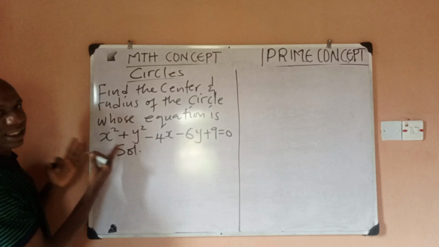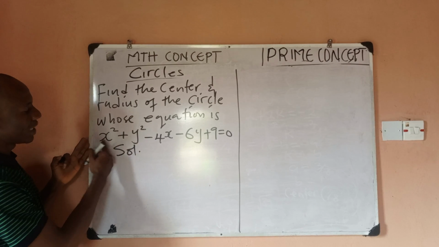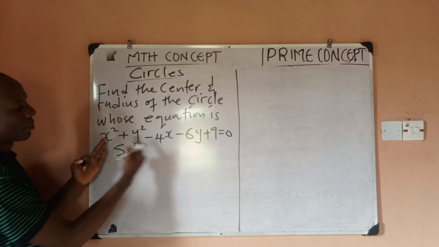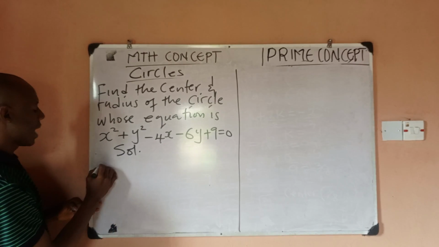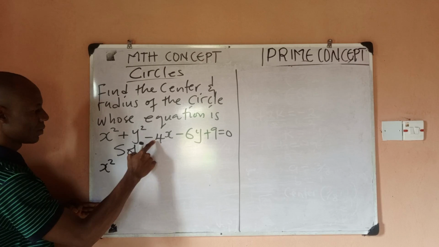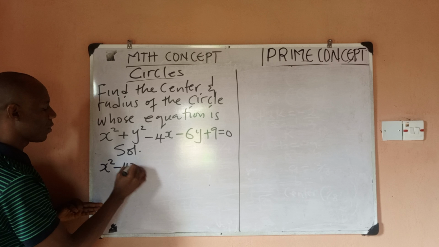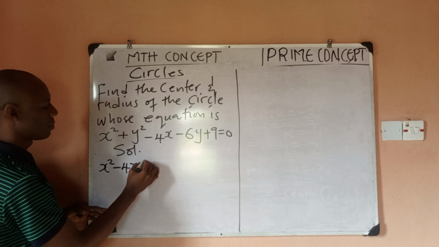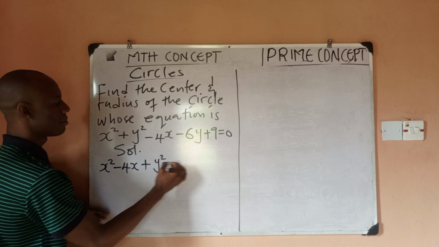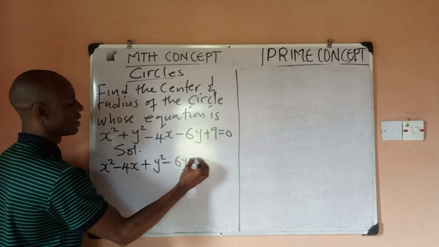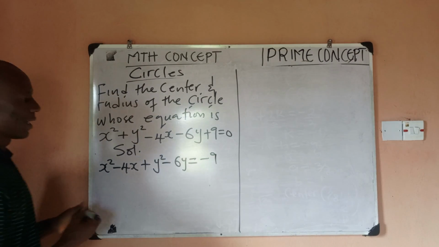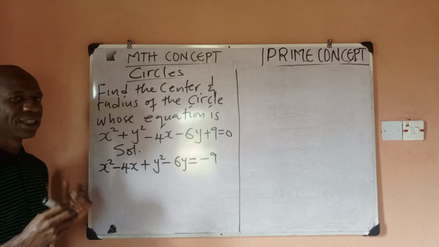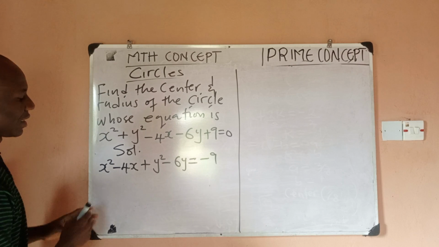The first thing I want to do in this case is to bring my x's together, bring my y's together, and take the constant to the other side. So I would have x squared minus 4x, then plus y squared minus 6y. This would equal, when this crosses, it will become minus 9. Now I want to apply the completing the square method in this particular case.